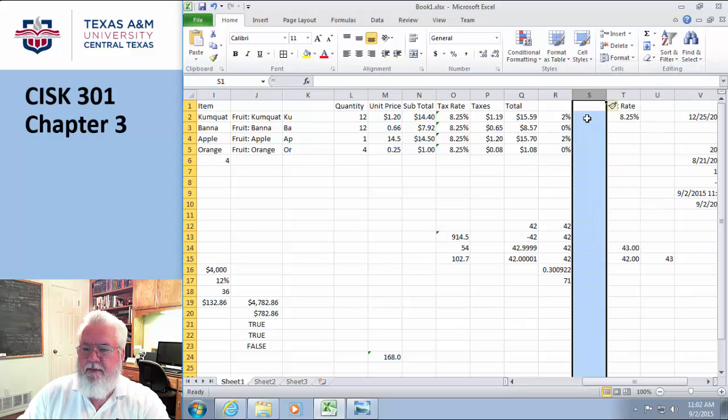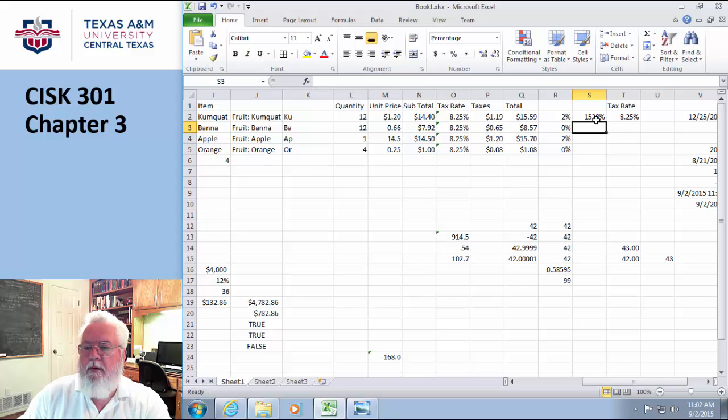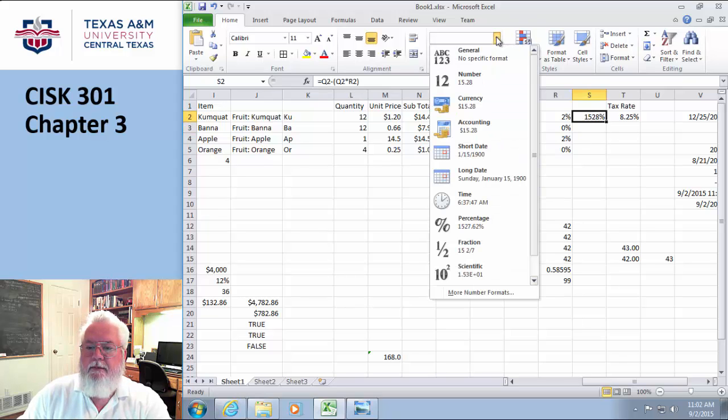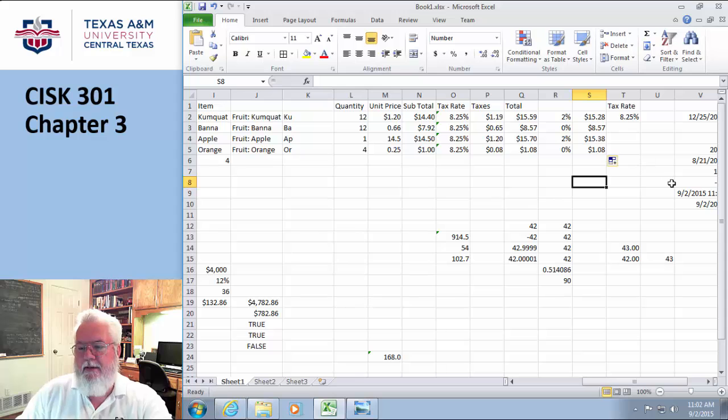Let me go ahead and just insert something here. And so my new total is going to be that minus that times that. Whoa! Oh, I don't want this to be a percent. Let's make it currency. Okay, so if you got no discount, then your total came out the same. If you had a little bit of discount, you got 2% added on. All right, that's how an if statement works.